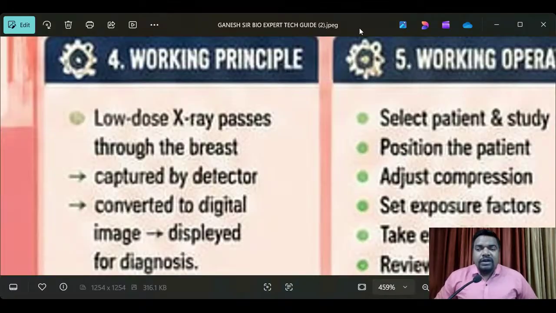Now, working principle of the mammography equipment. I hope you are listening to my voice.